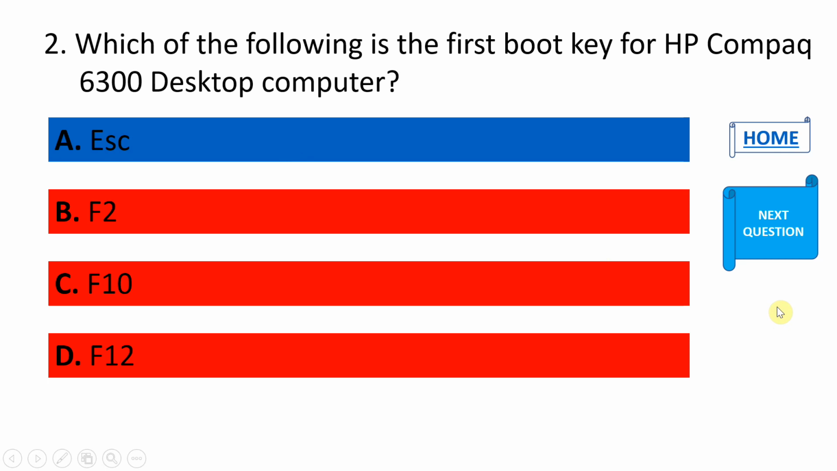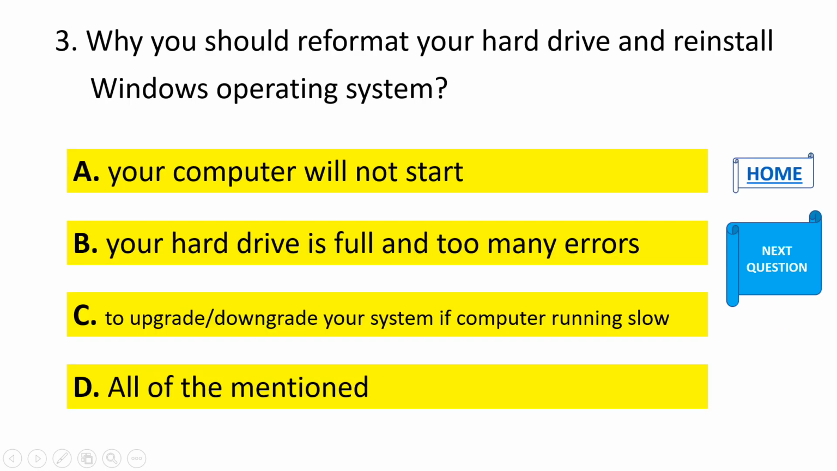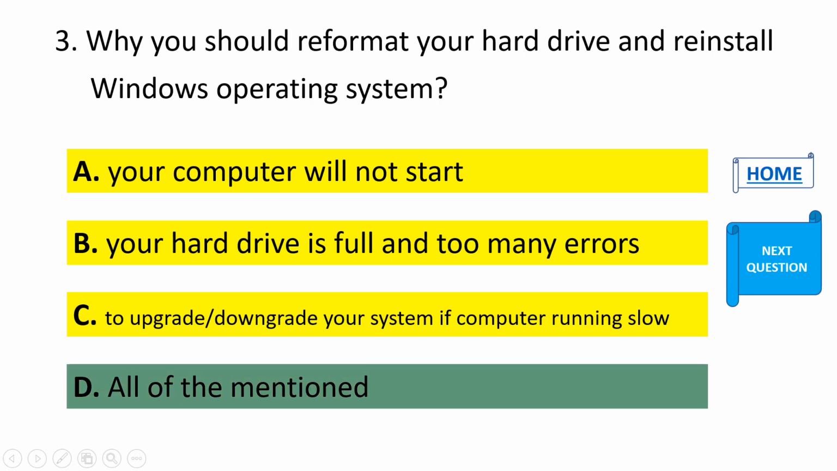Okay, so for instance, if you're going to click next question, clicking this one, it will display the next question, number 3. Okay, so for instance, why should you reformat your hard drive and reinstall the Windows operating system? So these are the choices. So actually all these are correct. So when you click all of the mentioned, this is actually letter D, the correct answer for this number.